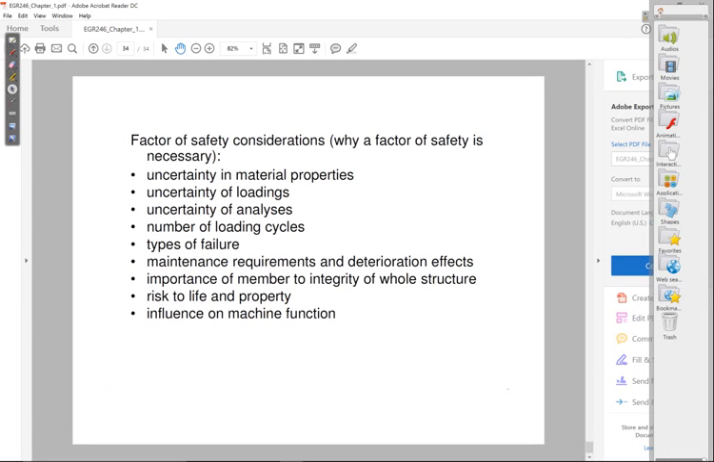Uncertainty of types of failure, you just want to make sure that your material, or your product, can withstand any type of failure that could possibly happen. Right? And the way to do that, again, is to put in a factor of safety.